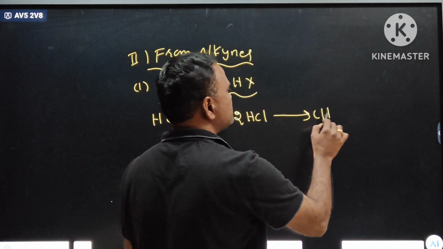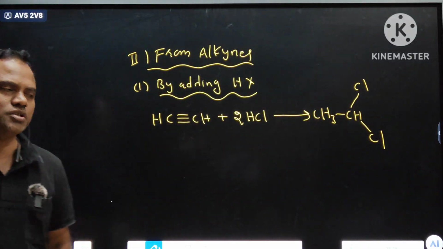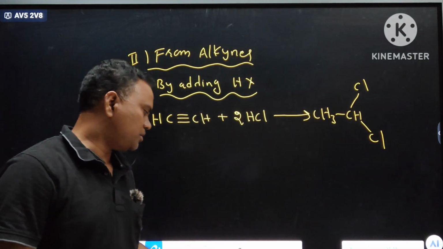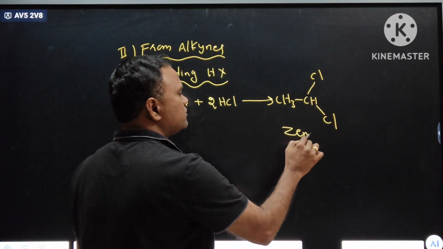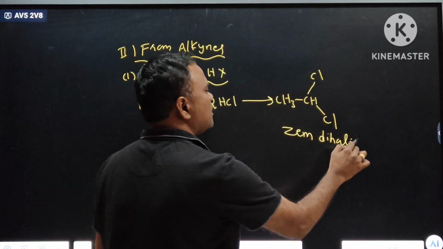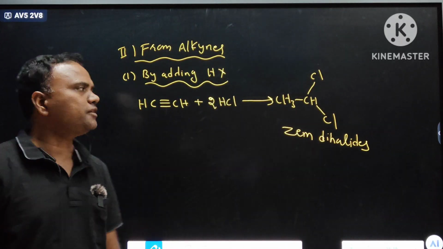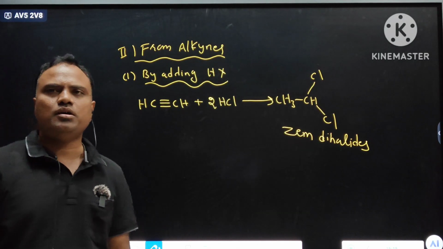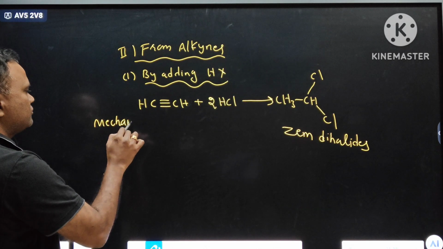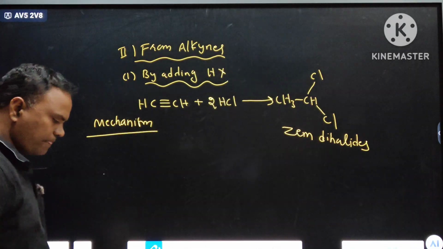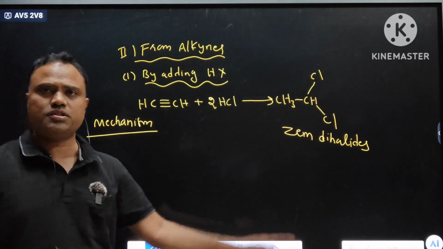What I am getting, look at this, CH3. I am getting gem dihalide or geminal dihalide. Very important. Gem dihalide. Two halogens are present on the same carbon. Look at the mechanism. Mechanism means how product formation takes place. In the mechanism, we learn how the product is forming.